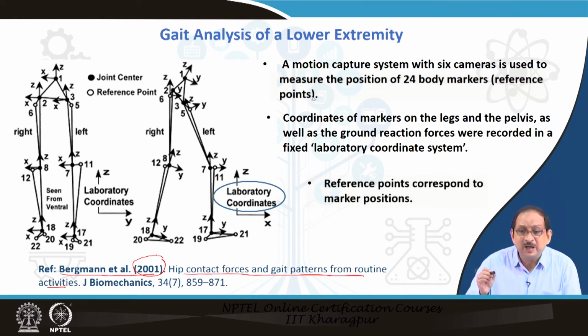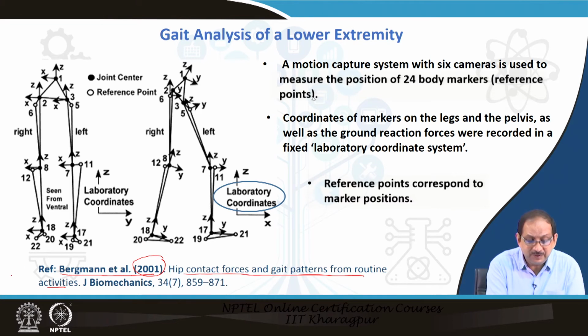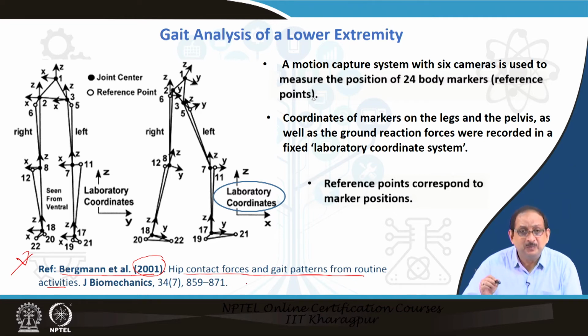Now, a motion capture system with 6 cameras is used to measure the body position of 24 body markers as indicated in the figure. Now, this figure is presented from this study, a published study in Journal of Biomechanics. So, in this figure we can see up to 22 body markers.